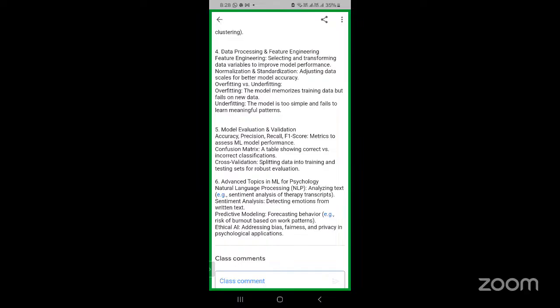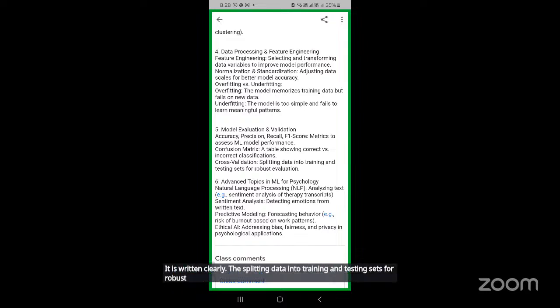It is written clearly. Splitting data into training and testing sets for robust evaluation.